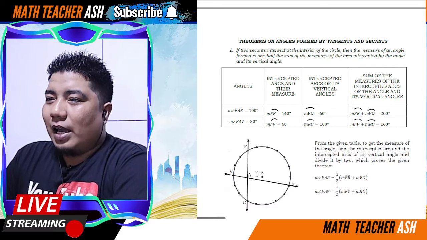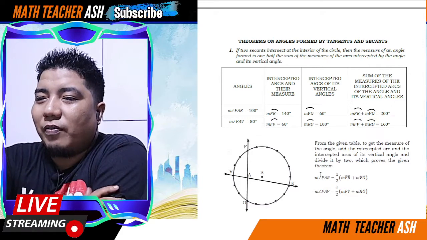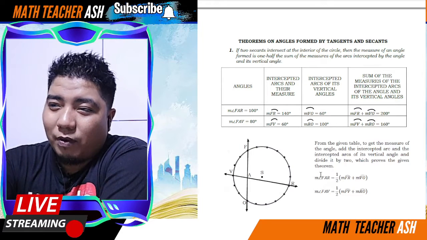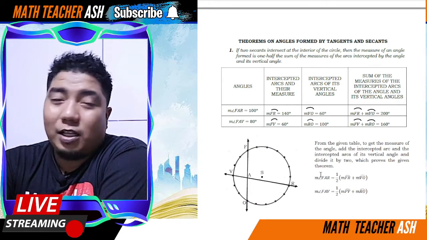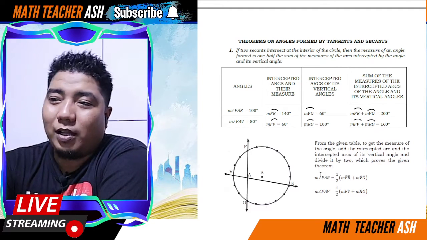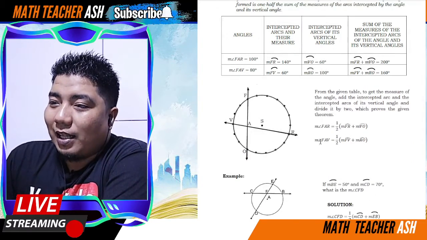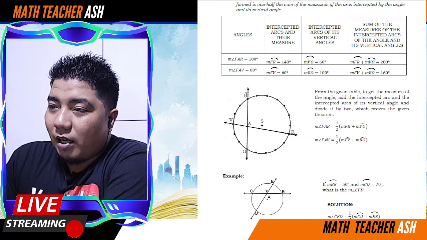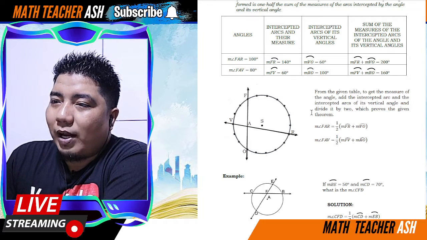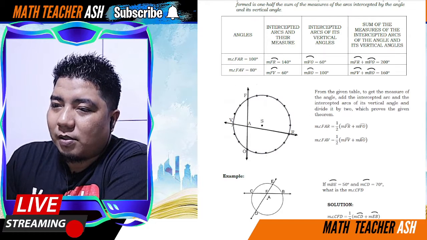Okay? The angle. So, we have here FAR 100. Then the measurement of arc FR is 140. The measurement of arc VO is 60. If you add them, 200. So, we can say that FAR is 1/2 the measurement of this plus this.